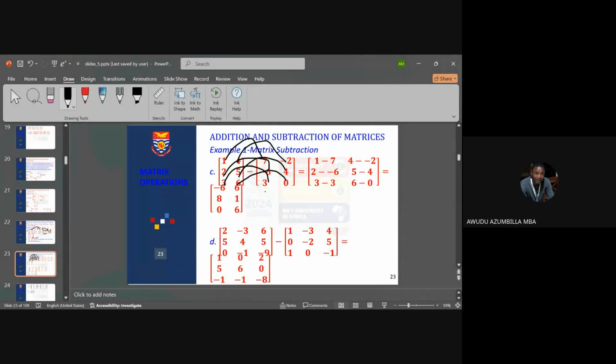So I was looking at how to do the subtraction. Yes, so it's the same thing. Addition and subtraction is not something difficult. What you need to do is make sure that they have the same dimension before you can start doing the subtraction and addition.